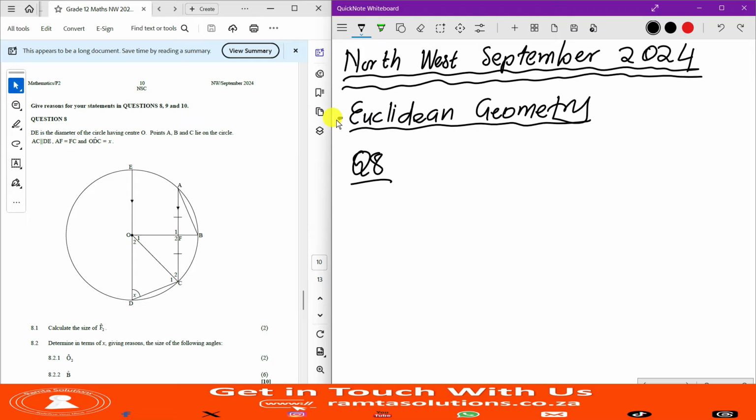DE is the diameter of the circle having center O. Points A, B, and C lie on the circle. AC is parallel to DE. Where is it? AC is parallel to DE. Okay, cool. AF is equal to FC. Okay, I can see them. Angle ODC is equal to x. Where is it? I see it here.